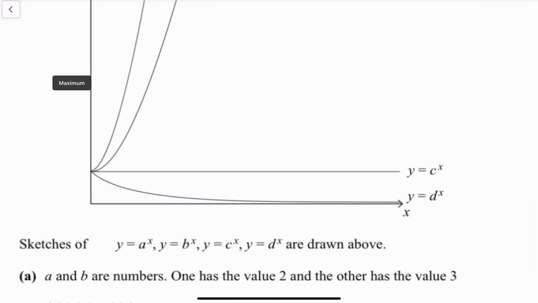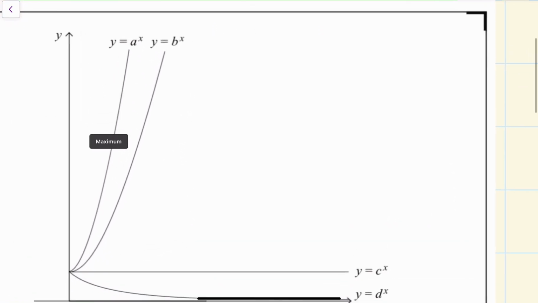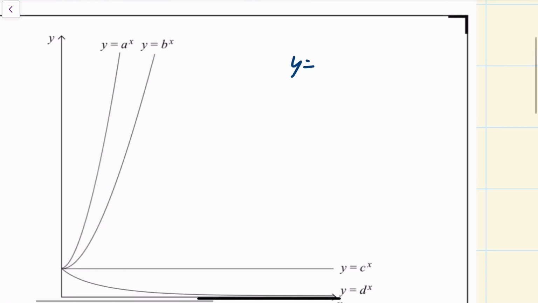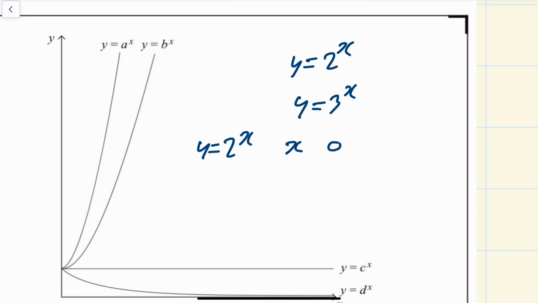Which is which? Okay, so there's your A and B, and one of them is going to be y equals 2 to the power of x, and one's going to be y equals 3 to the power of x. Now this requires a wee bit of understanding of exponential graphs. So what you could do here is just do a table of values to get you started, so you can think of what these are going to be. So if you look at y equals 2 to the power of x, and you just put in x equals 0, 1, and 2 even, and see what the corresponding y values would be.